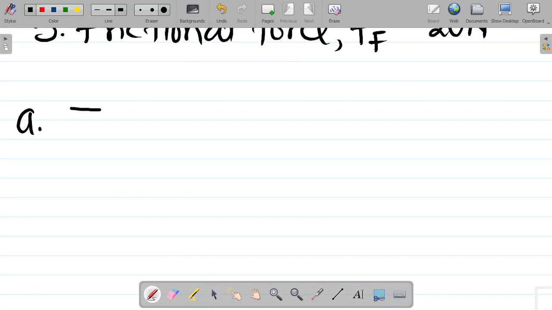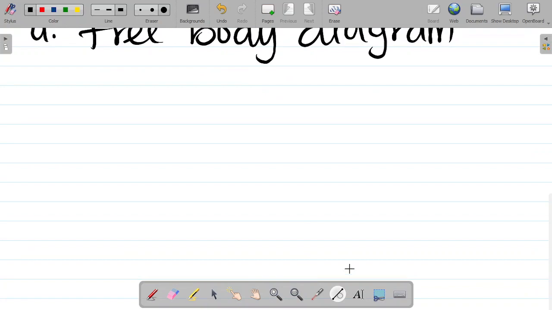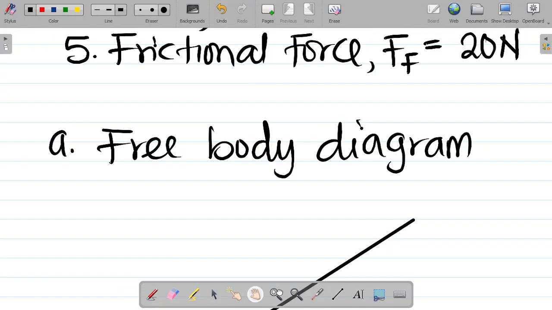A, free body diagram. What do I have there? First things first, the car was this way. So let's get the incline there, this way here, and then this way. Alright, so we have this.